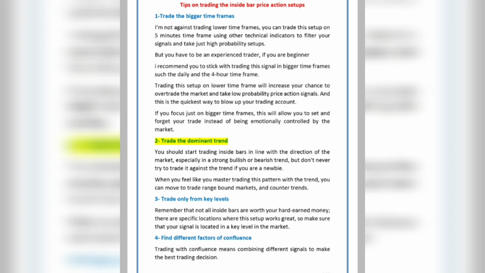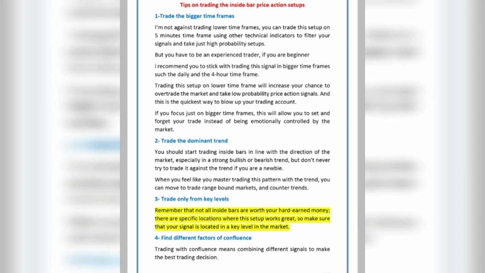2. Trade the dominant trend. You should start trading inside bars in line with the direction of the market, especially in a strong bullish or bearish trend, but never try to trade it against the trend if you are a newbie. When you feel like you have mastered trading this pattern with the trend, you can move to trade range-bound markets and counter trends. 3. Trade only from key levels.